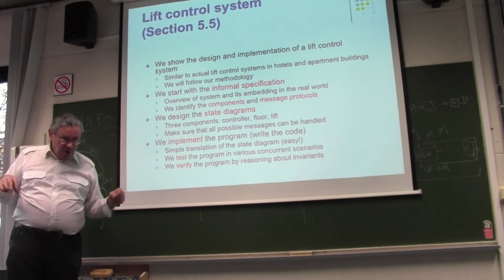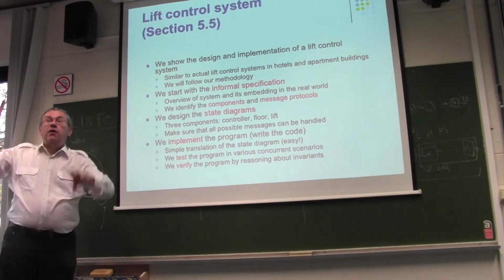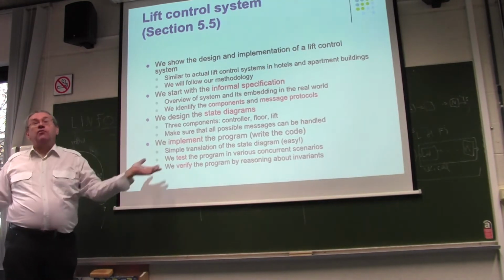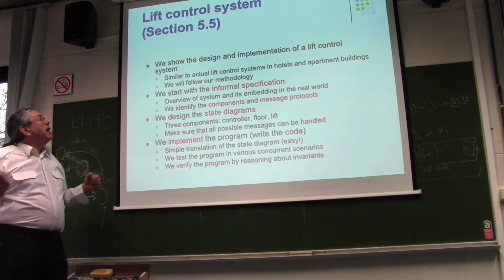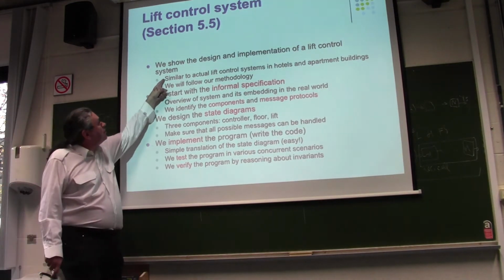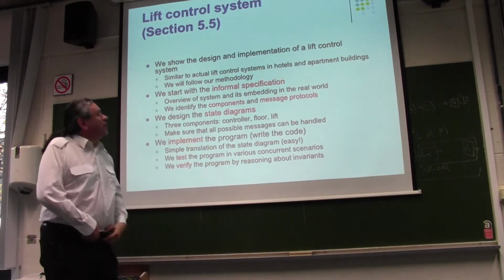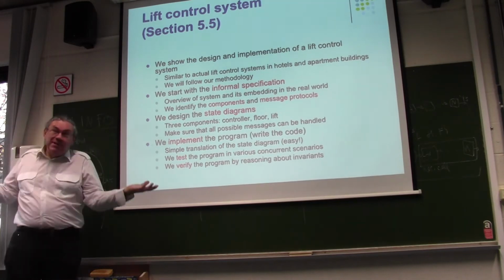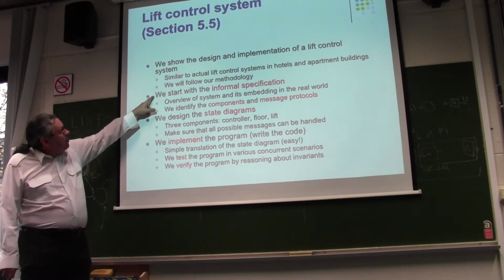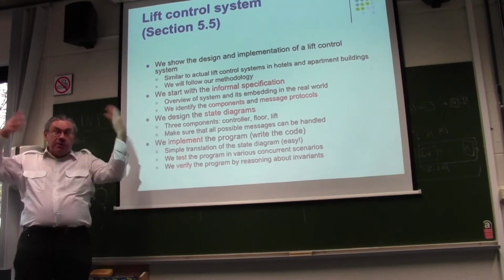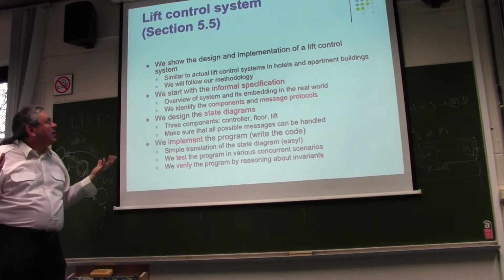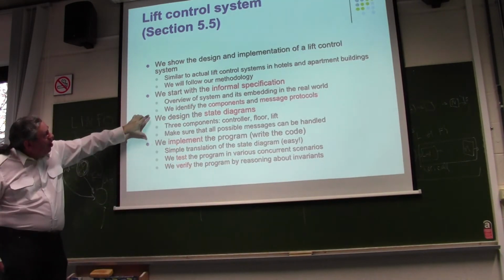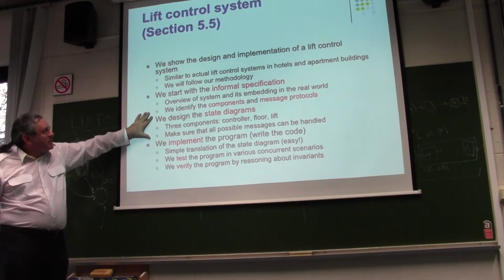A lift control system with lifts or elevators going up and down. They stop at floors and people pressing buttons to go to the floors. And it's completely concurrent. People are pressing buttons arbitrarily and the thing has to work. Okay? So this is actually similar to the actual control systems in hotels and apartment buildings. And it's a typical kind of big multi-agent system that you see in real life. So I'm going to start by doing some kind of informal specification, basically explaining what it has to do. And we identify what are the components and what are the message protocols. And then the real hard work is here. We have to design the state diagrams.